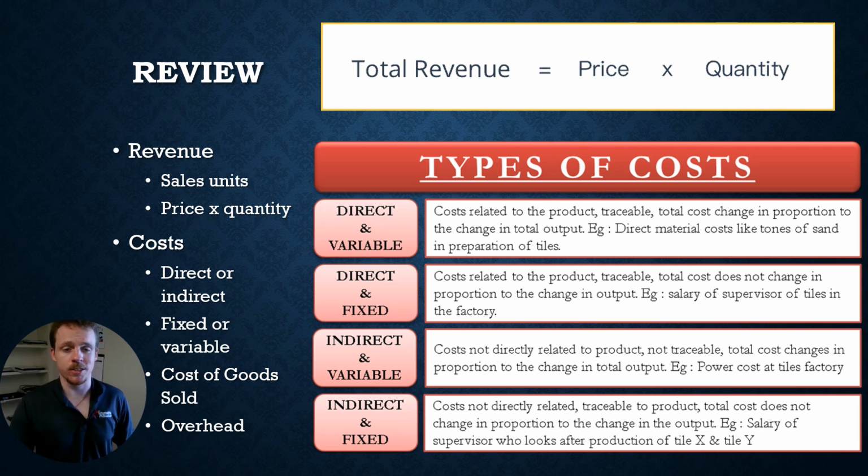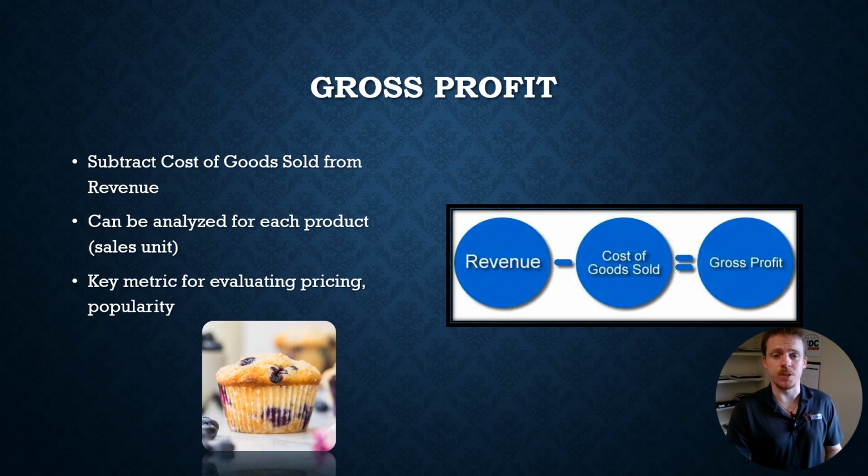To simplify things, they can be roughly grouped into cost of goods sold, which is directly related to sales and varies with them, and overhead, which has an indirect association with sales and is often fixed. If revenue is the money a business makes, and costs are the money it spends, then profit is the positive difference between the two. It comes in two primary kinds, gross profit and net profit.